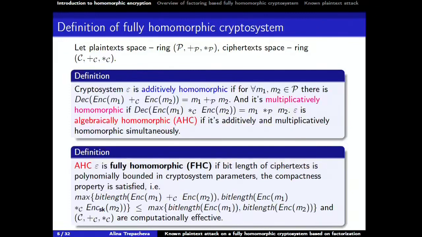Here is a more formal definition of fully homomorphic cryptosystems. In fact, it's usually supposed that plain texts and ciphertexts form some rings with operations of addition and multiplication, respectively. And a cryptosystem is fully homomorphic if the sum and product of ciphertexts correspond to the sum and product of plain texts, and also addition and multiplication of ciphertexts must be computed efficiently.